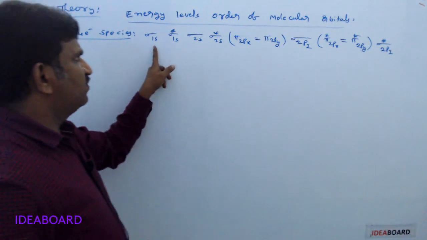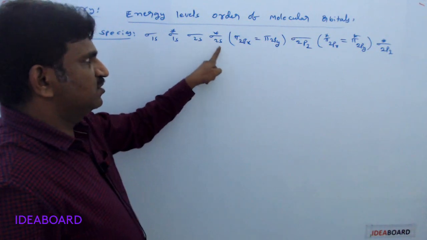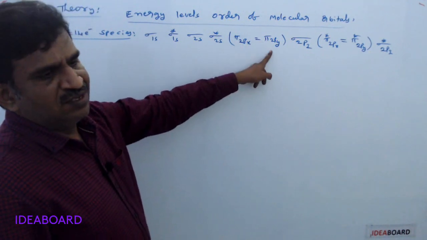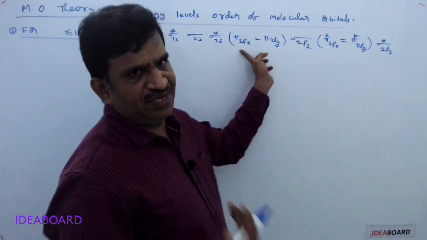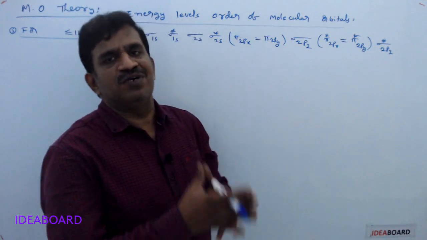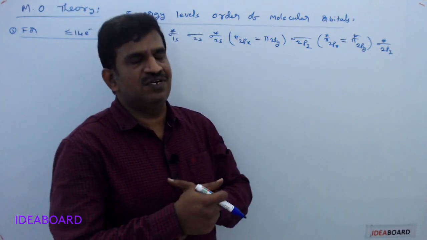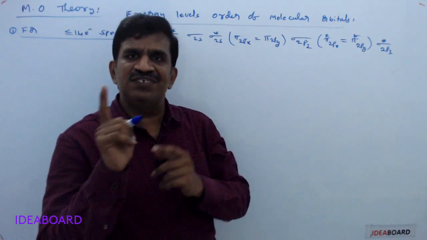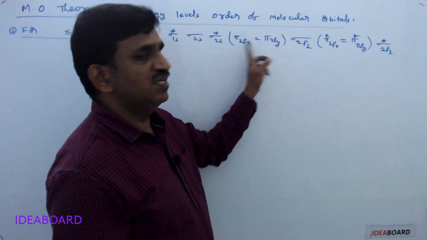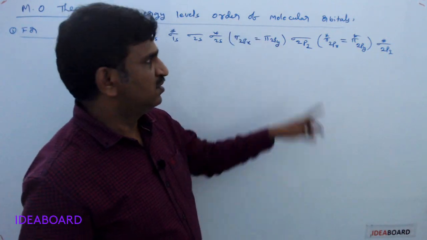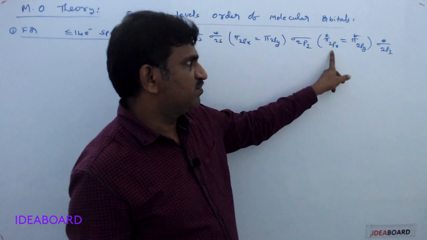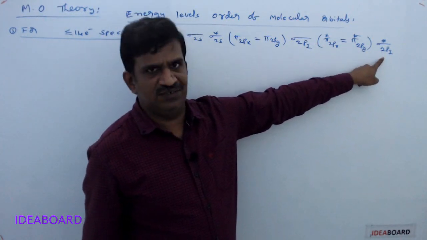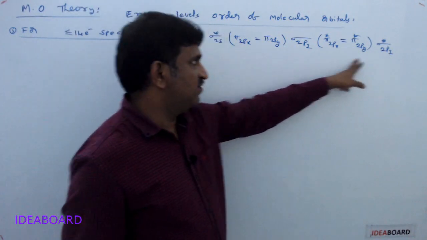And here: sigma 1s, sigma star 1s, sigma 2s, sigma star 2s. Next pi 2px, pi 2py, they have the same energy level, equal energy orbitals. We call them degenerate orbitals. In the atomic structure chapter we will see degenerate orbitals again, and they are always filled with a single electron first, then only pairing takes place. Next sigma 2pz, then pi star 2px, pi star 2py, and sigma star 2pz. Up to 20 electrons we can fill like this.